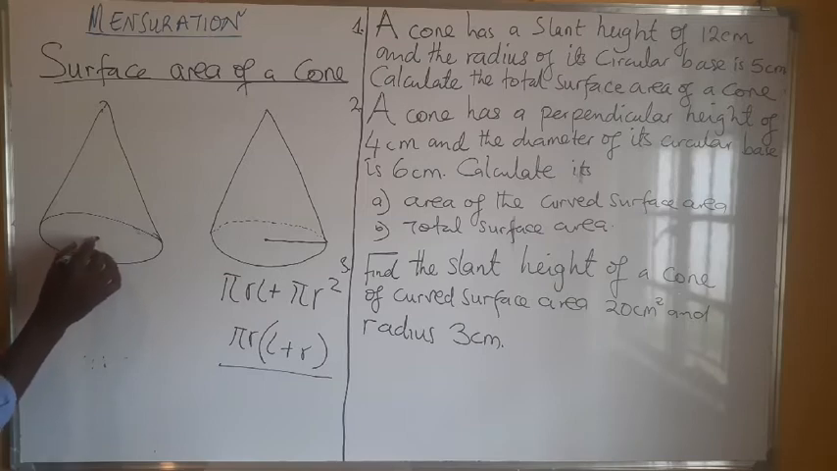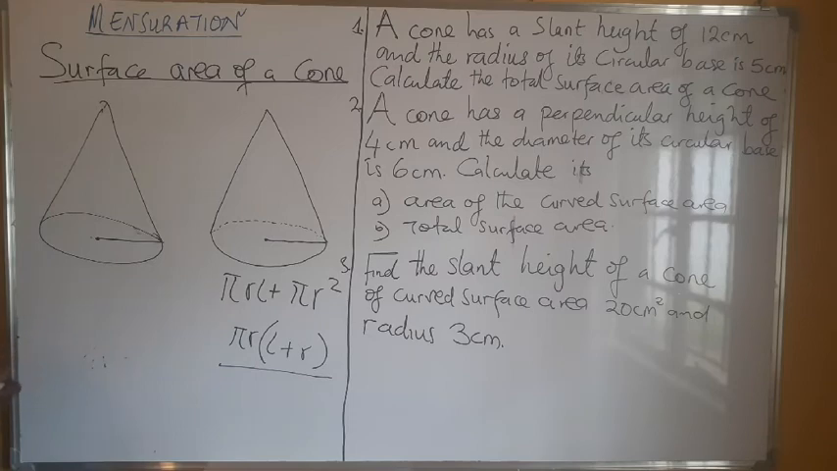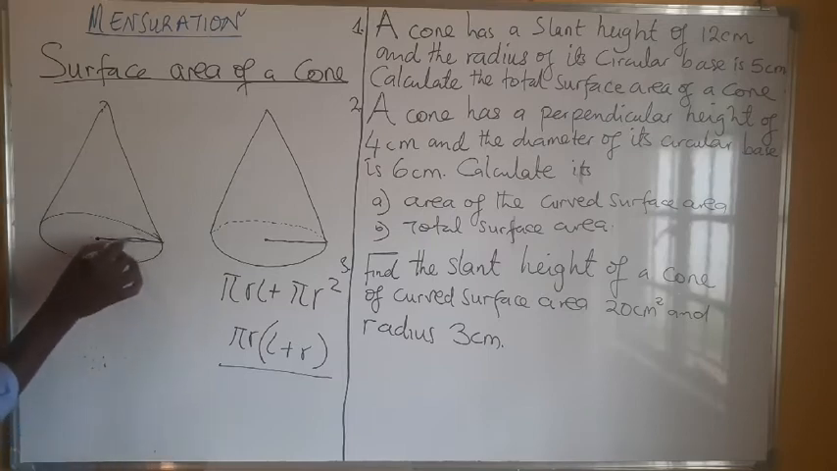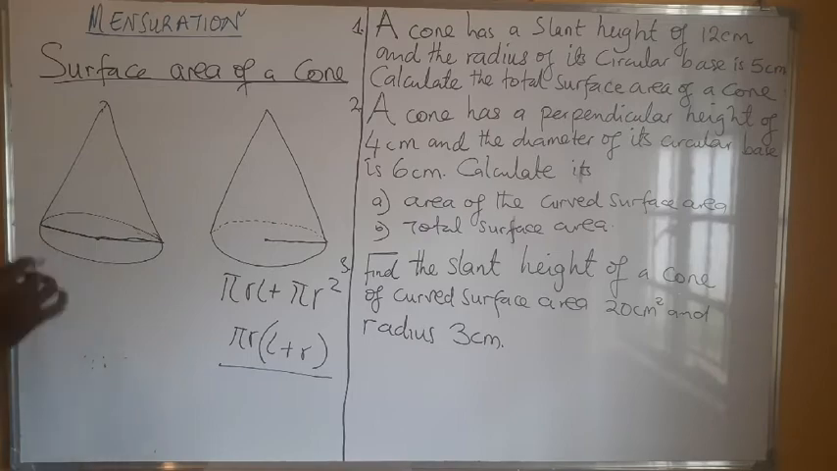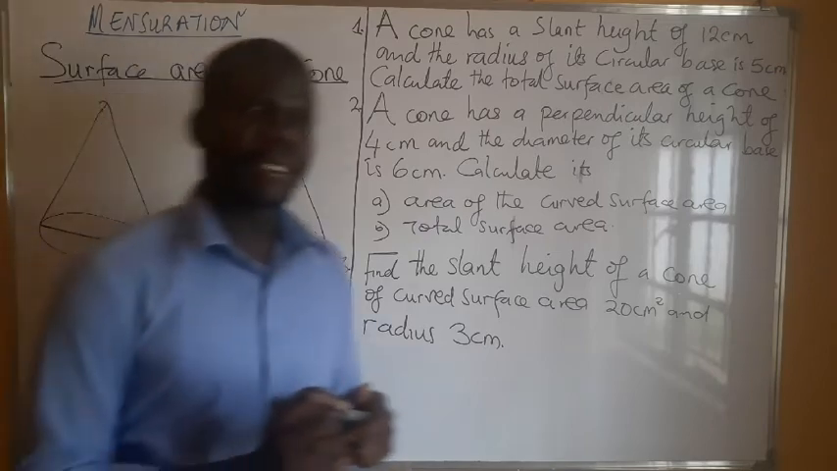This is the radius from this point up to this one. This is the radius that we are talking about. This is the radius. Are we together? Now, if you have been given the diameter, you need to know that what you need in the formula is not the diameter but the radius.